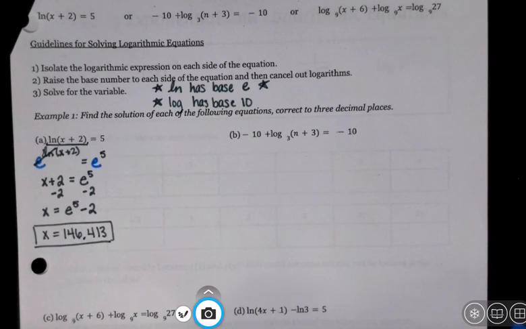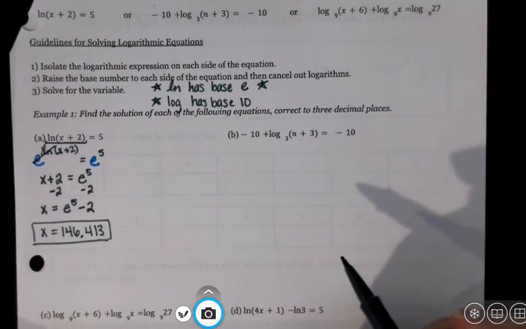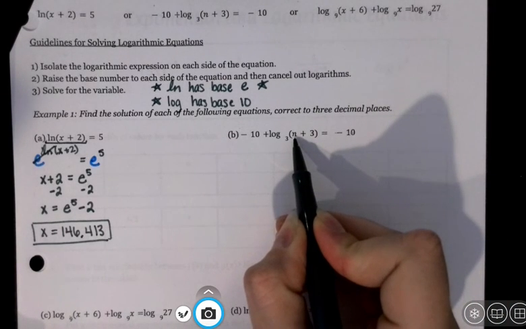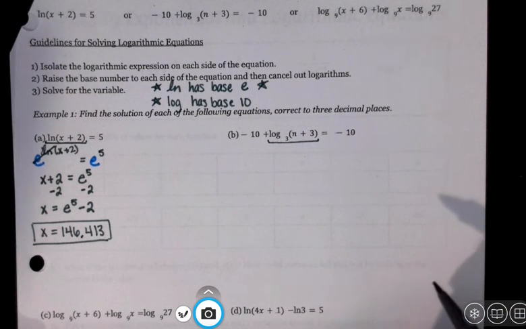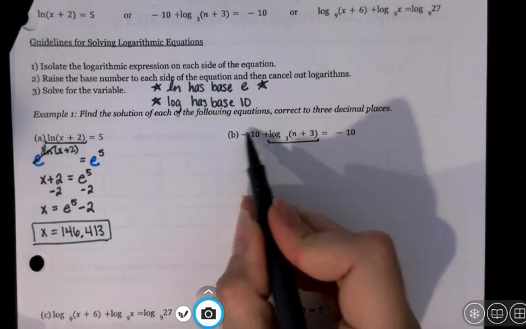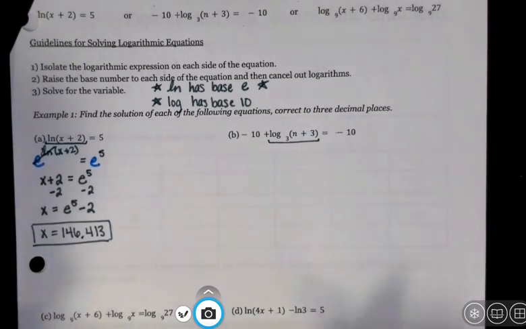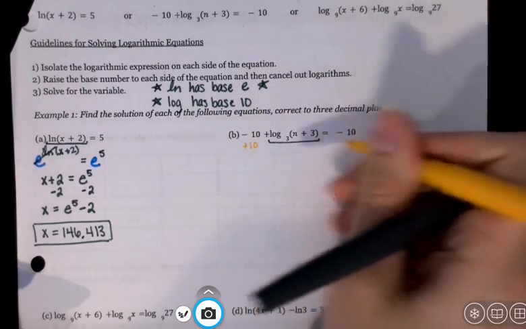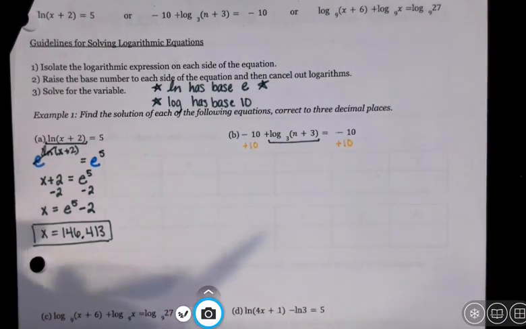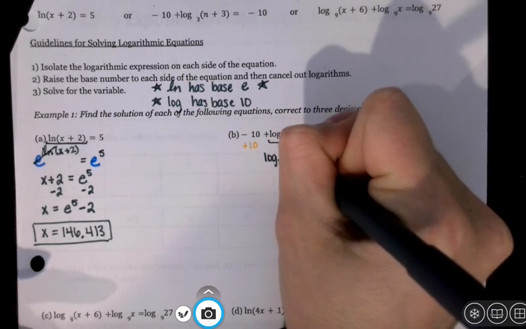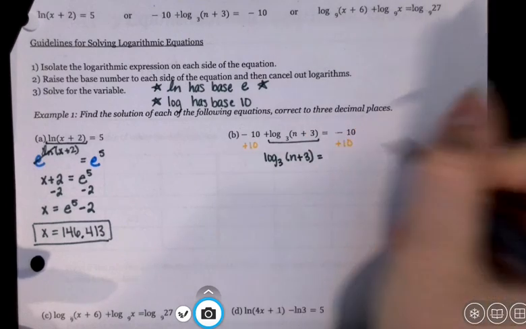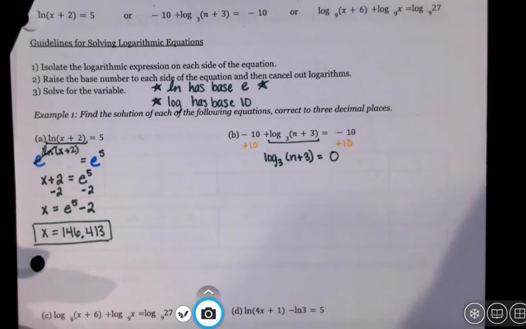So let's look at b. Gets a little bit more complicated, so I want to find my variable. My variable is here inside this log, so I first want to make sure it's isolated. It's not. I have this negative 10 out here, so I have to move that first. So I'm going to add 10 onto both sides so I can isolate my log. I'm left with log base 3 of n plus 3 equals negative 10 plus 10 is 0.